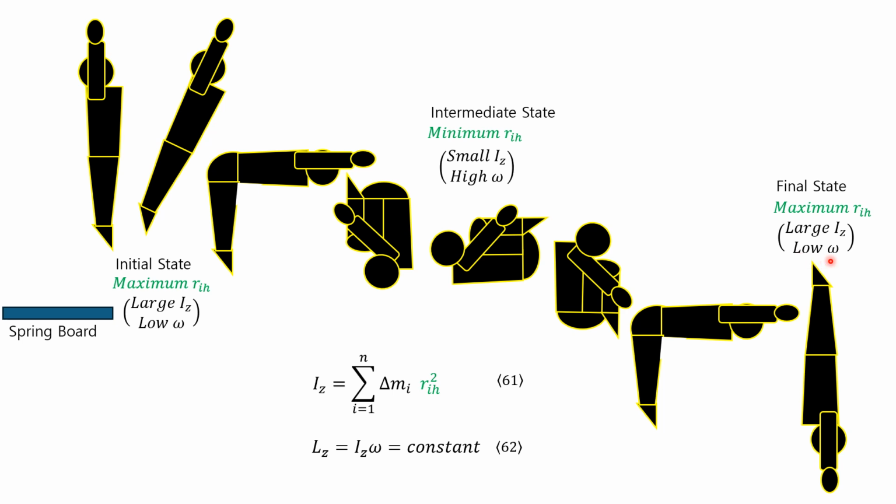Accordingly, by increasing the mass moment of inertia Iz to its maximum again, the angular velocity omega about which the body rotates can be slowed down. Since the speed at which the body rotates is slowed down again, the entry can be made at a close right angle to the water surface. The principle of angular momentum is also applied in figure skating, long jump, and ballet.